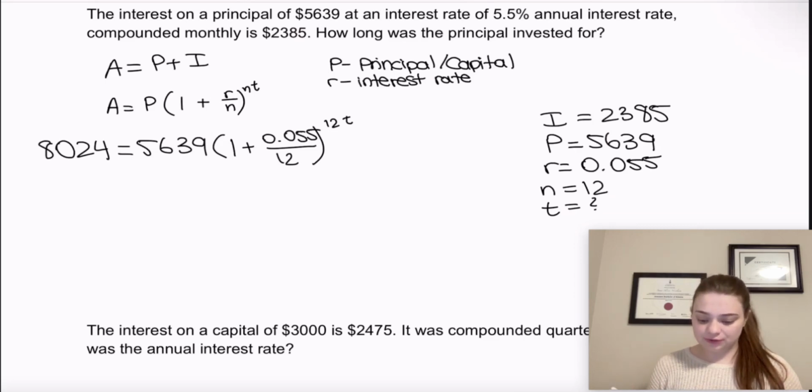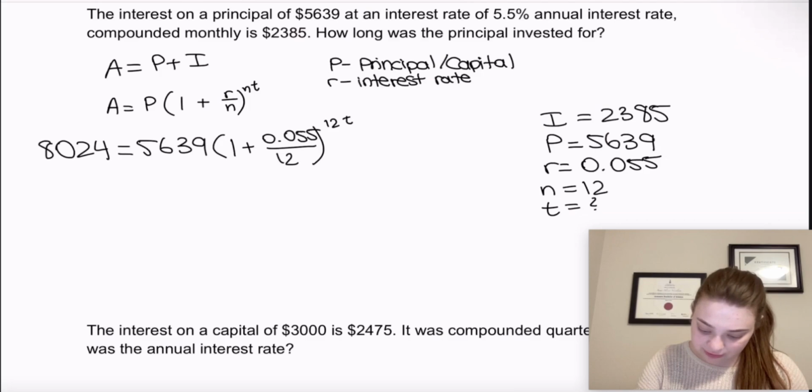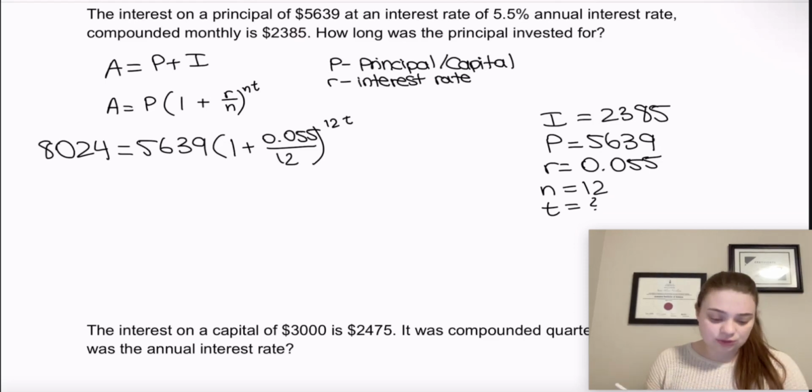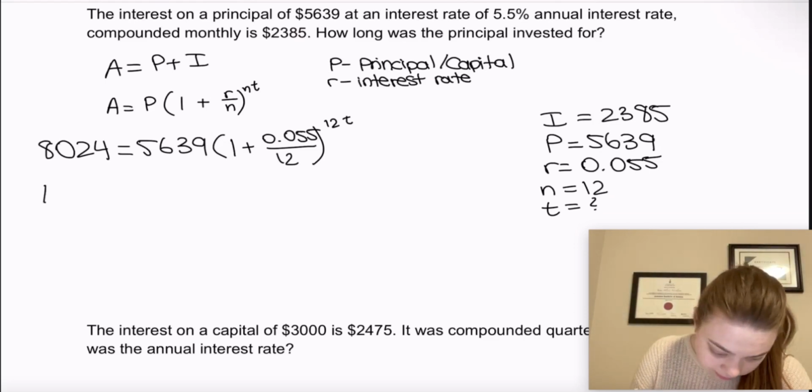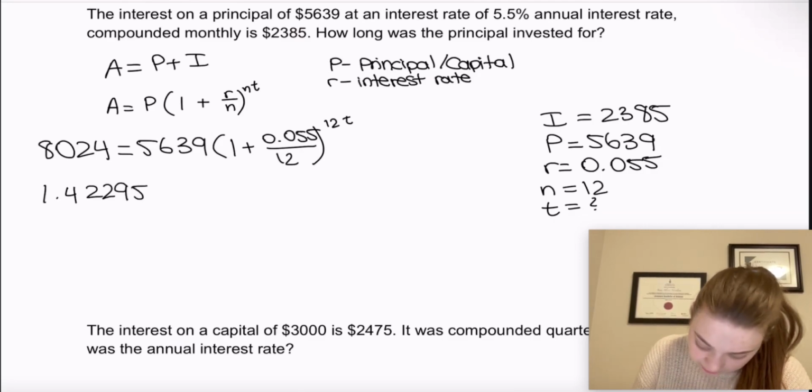Okay, so now let's solve for t. First, I'm going to do 8,024 divided by 5,639, and that is going to give me about 1.42295 approximately.